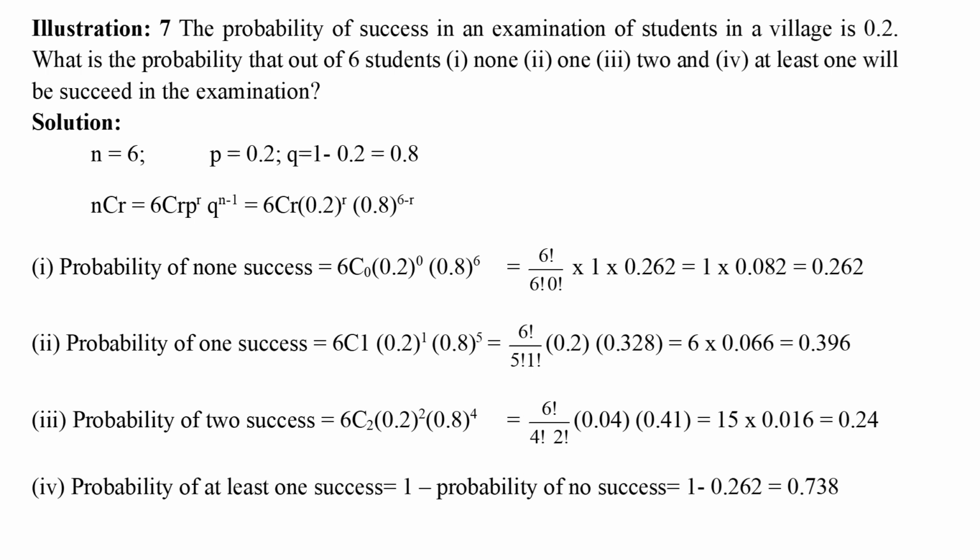Please note that the power of 0 to any number equals 1. Hence 0.2 raised to 0 equals 1. II. Probability of 1 success equals 6C1, 0.2 raised to 1 into 0.8 raised to 5 equals 6 by 0.066 equals 0.396. III. Probability of 2 successes equals 15 by 0.016 equals 0.24. IV. Probability of at least 1 success equals 1 minus probability of no success equals 1 minus 0.262 equals 0.738.